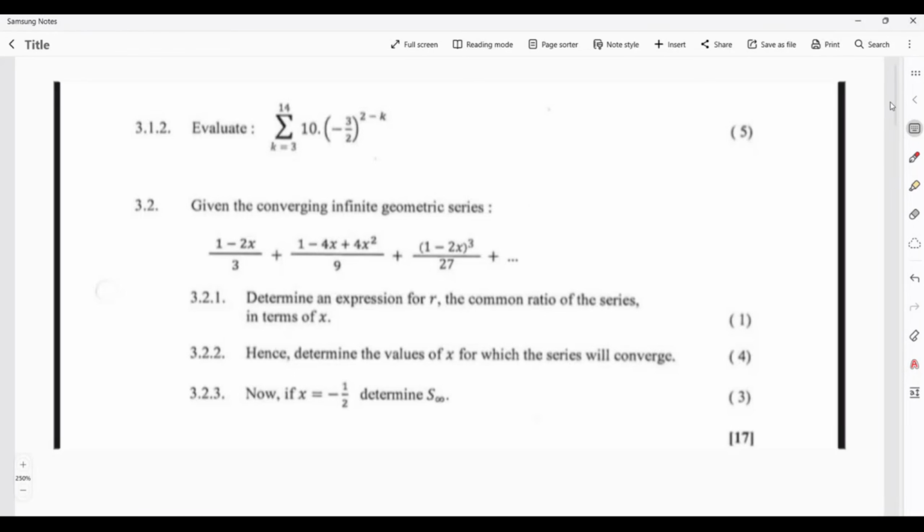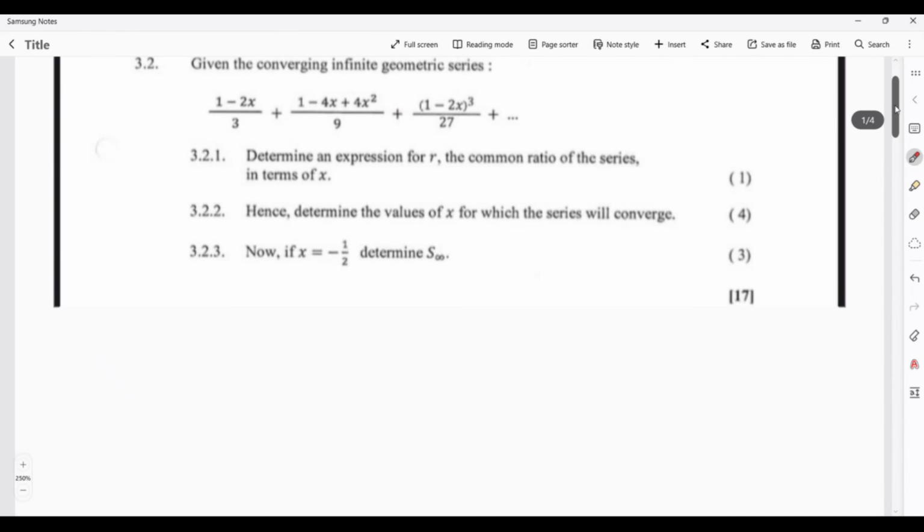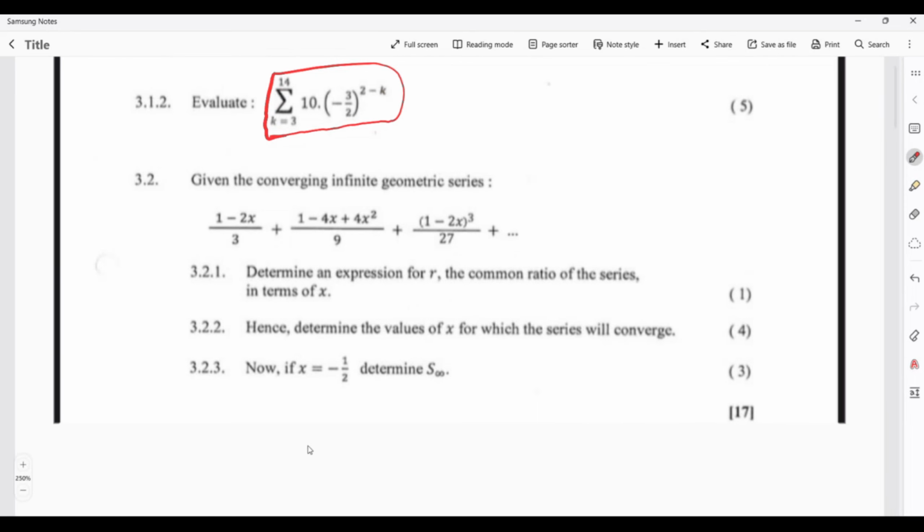Over there, 3.1.2 says evaluate this thing. And this is basically a sum, right? So I'm going to rewrite it at the bottom there so that we can work it out where there is space. It says we have the sum from k equals 3 to 14 of 10 multiplied by (-3/2) to the power 2 minus k over there.